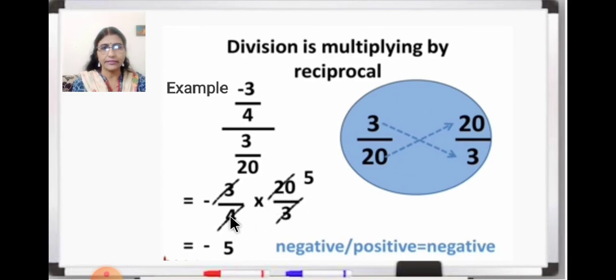And then we'll reduce it. 4 5s are 20. 3 will be cut. You will get here 5. And then negative divided by positive. Here it is negative divided by, here they are positive. So negative divided by positive is negative. So answer will be minus 5.